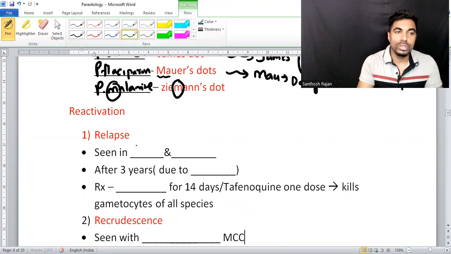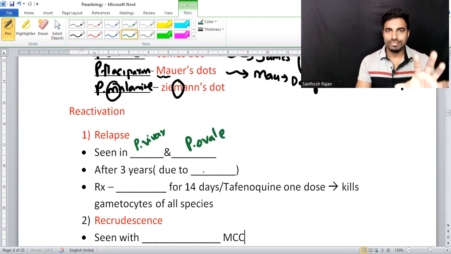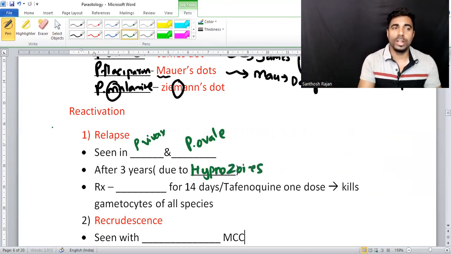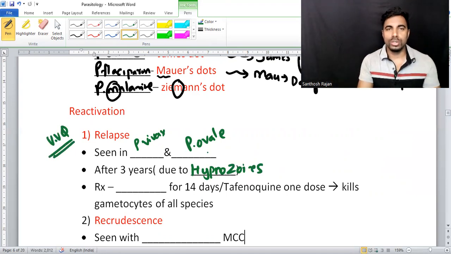Relapse is seen usually in Plasmodium vivax and Plasmodium ovale. Question: why? Because I told you, whenever the sporozoites enter the liver, some of them are transformed into hypnozoites. See, these are important questions. Very important. Malaria itself is an important topic, and every point is a golden point. So after 3 years, vivax and ovale relapse due to hypnozoites. Hypnozoites remain dormant in the liver.